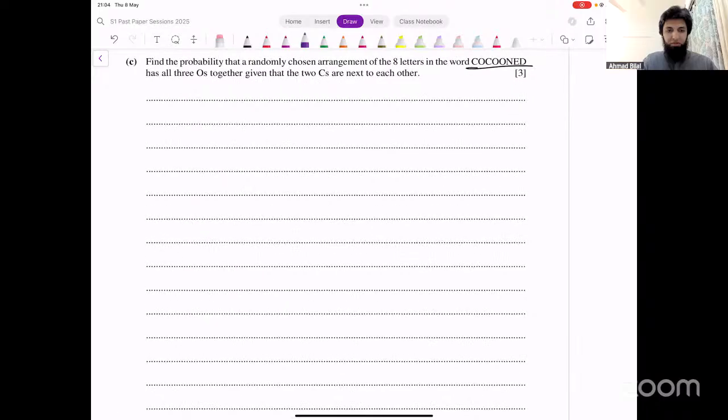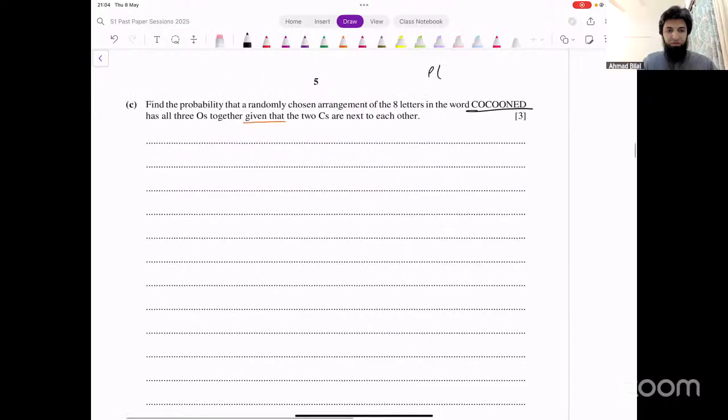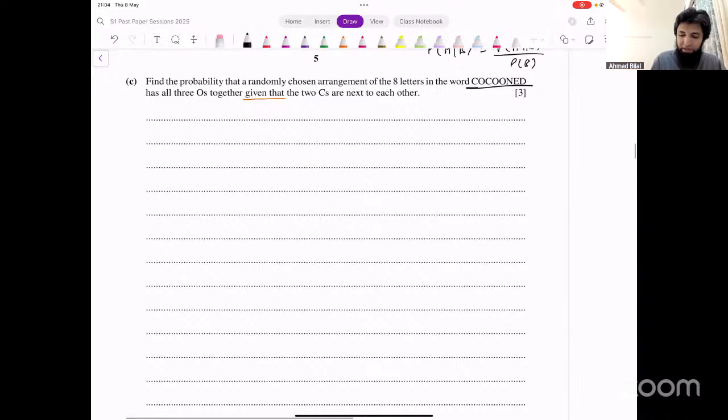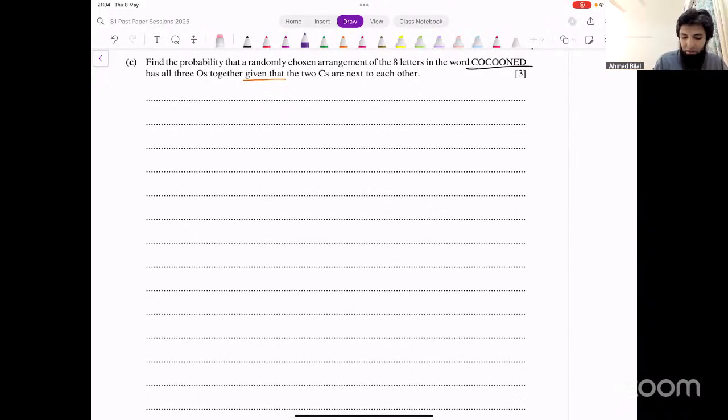It's conditional probability, right? You're given something like this. The formula is going to look like this. Remember, conditional probability formula is probability of A given B equals probability of A intersection B divided by probability of B. So the given event is going to be the denominator. In the denominator, we would have what is given: probability that the C's are together. That's what the denominator is going to be.